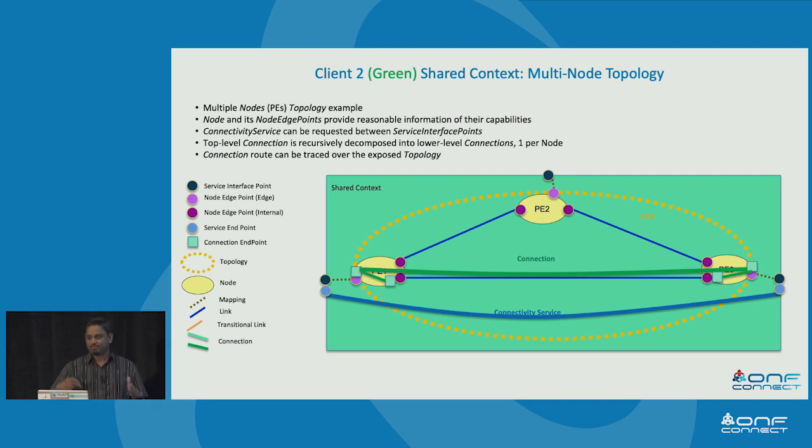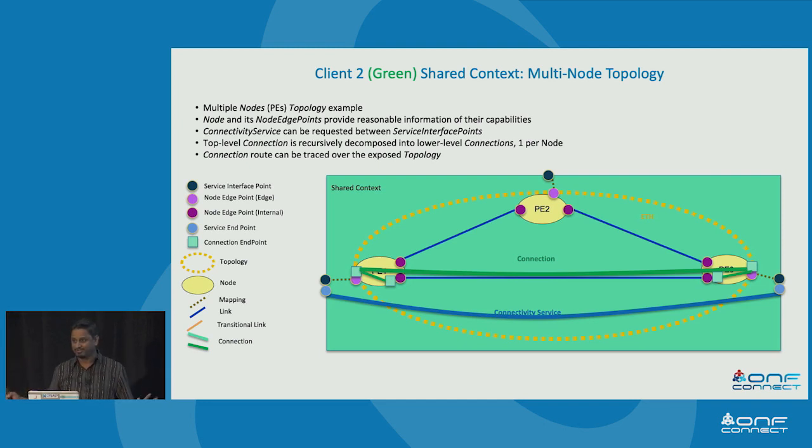So the connection has a concept of route, and route is nothing but the topology of the connection. I mean, the path the connection takes through your topology. And this is a simple point to point, but if you have protected connections and so on, you'll be able to see all your routes, and you may have a working route and you may have backups, and you'll be able to see all those just by saying, okay, I need this connectivity service.